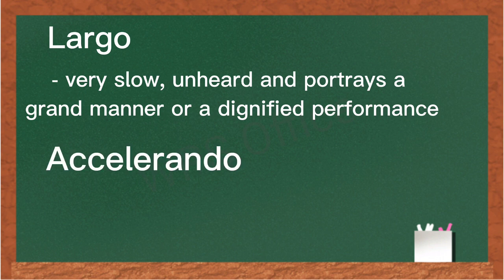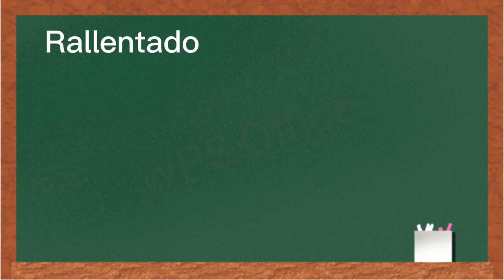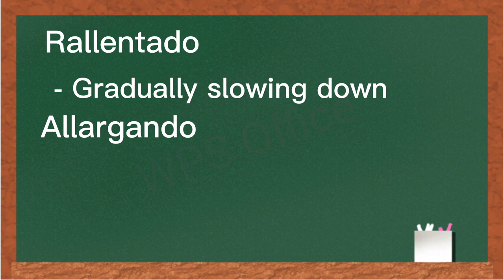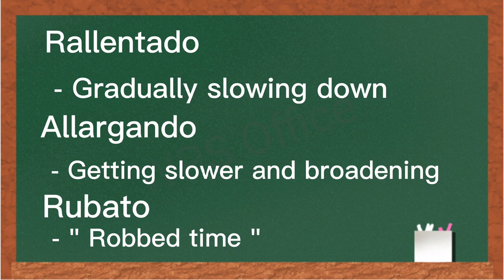Eight is accelerando, gradually speeding up, or one which goes from slow to fast. Nine, rallentando, gradually slowing down. Next is allargando, getting slower and broadening, which means going slower yet louder. And the last one is rubato, can be called robbed time, where rhythm is played freely for expressive effect. It is a give and take timing of music.